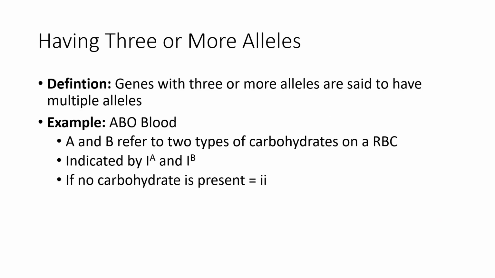Having three or more alleles. Genes with three or more alleles are said to have multiple alleles. For example, ABO blood, so the type of blood you have. The terms A and B actually refer to two types of carbohydrates on a red blood cell. It's indicated with a capital I with a superscript A and a capital I with a superscript B. If there's no carbohydrate present, notice it's two lowercase i's, so that is, quote unquote, recessive.